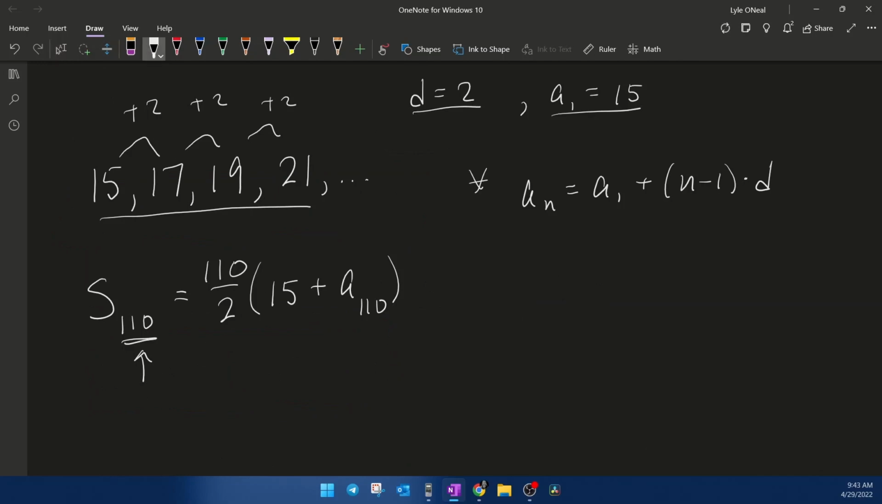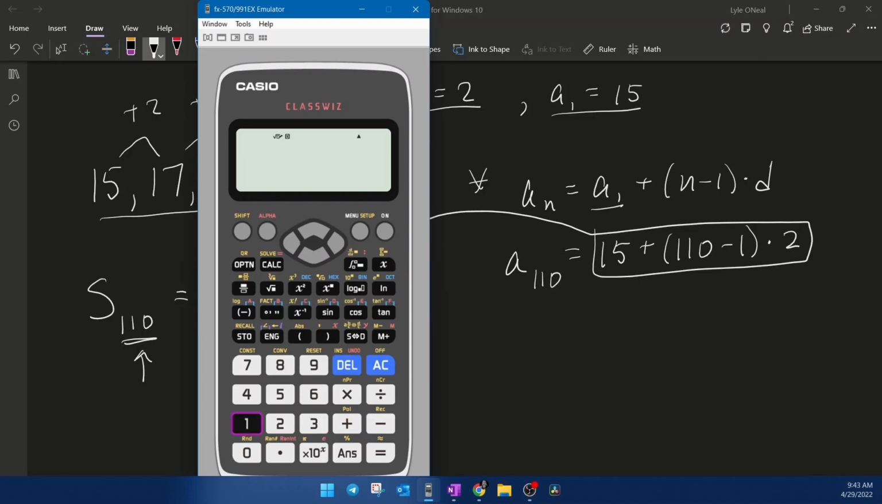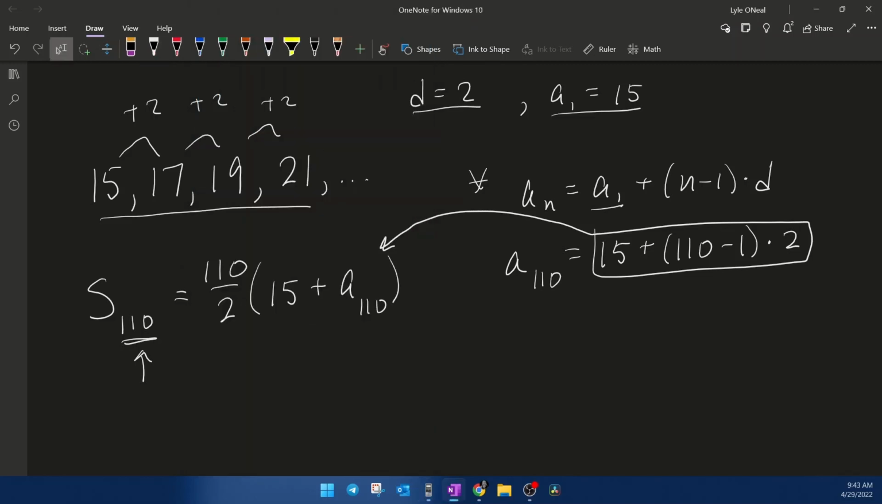Okay, so here I have my formula copied down. Let's plug and play. n is 110. The first term is 15. Again, n is 110. And the common difference we found to be 2. And now we just need to work this out and get the last value we need to find the sum. Using my handy-dandy calculator, 15 plus 110 minus 1 times 2. 233 will be the 110th term of the sequence.